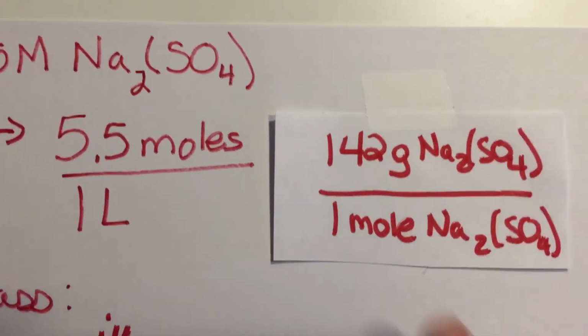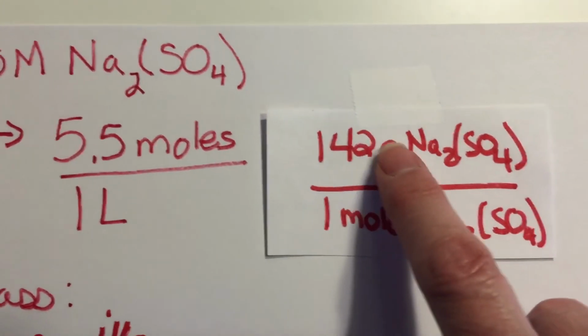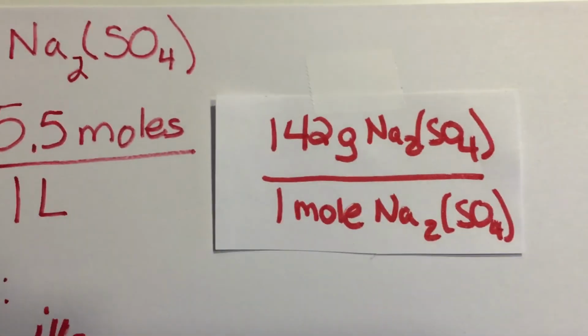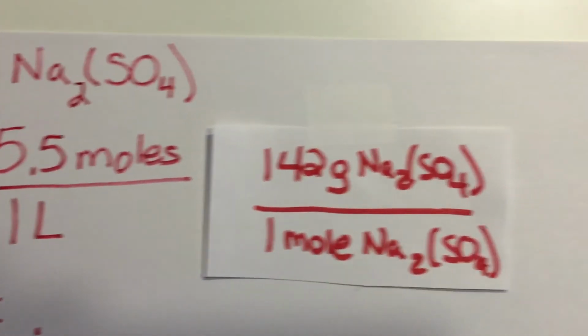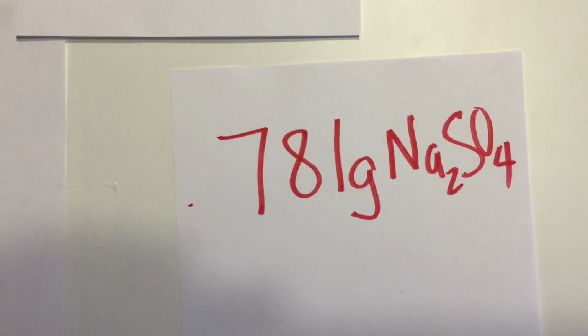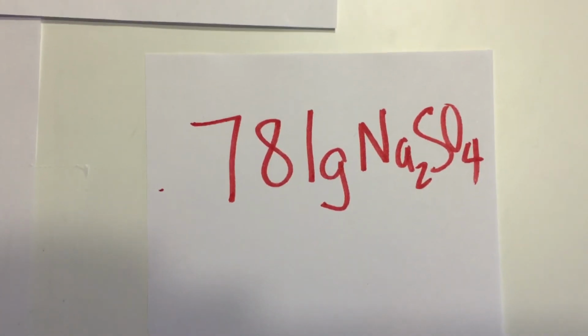So if you look at that, moles and moles cancel. You'll end up with grams for 1 liter. You multiply those across, and the answer is 781 grams of sodium sulfate. That's question 2.